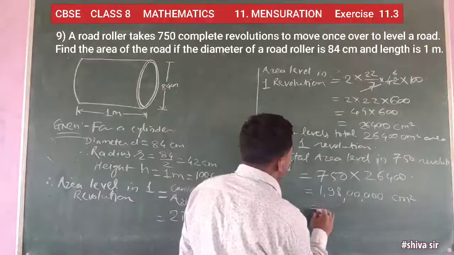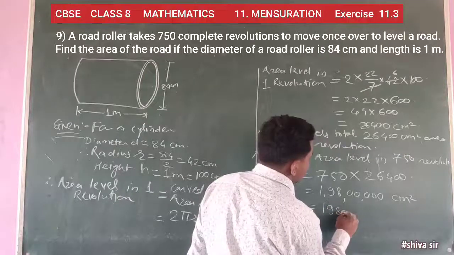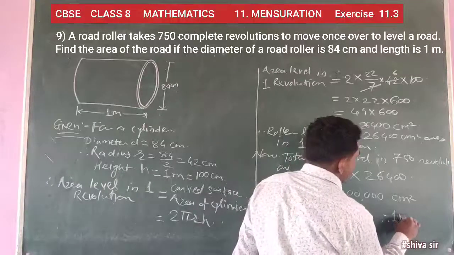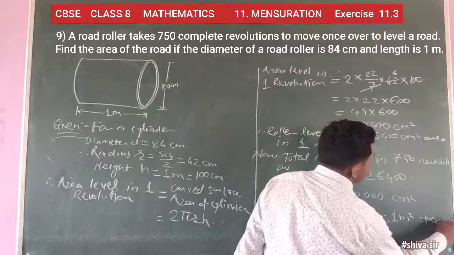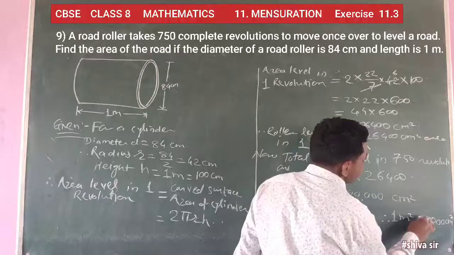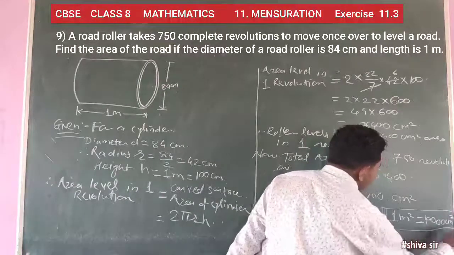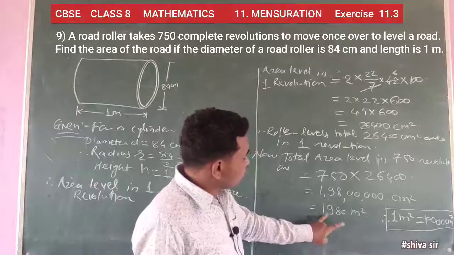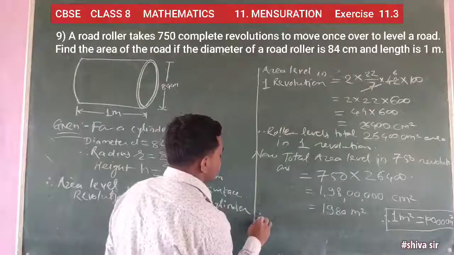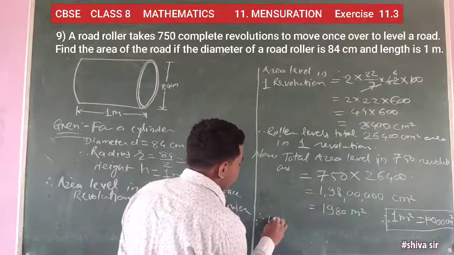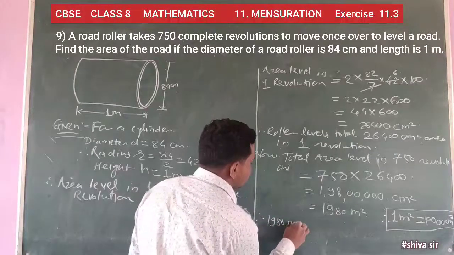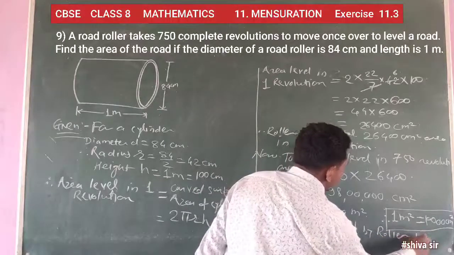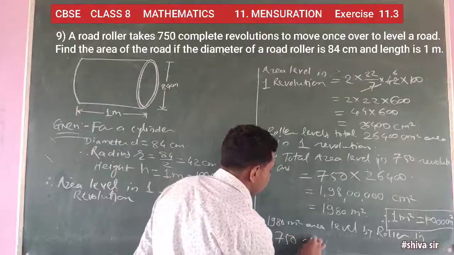But we can also write it as 1980 meter square. How? We know that 1 meter square is equal to 10,000 centimeter square. So using this conversion, we write 1 crore 98 lakh centimeter square as 1980 meter square. So finally, 1980 meter square is the area leveled by the roller in 750 revolutions.